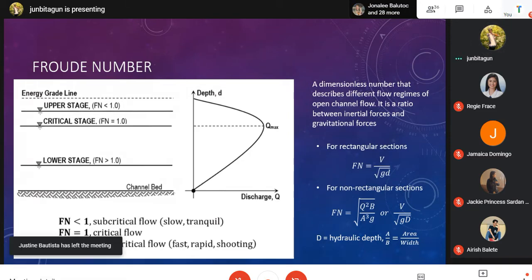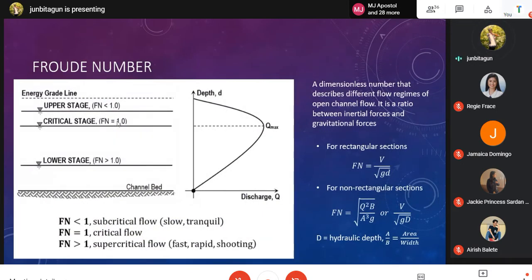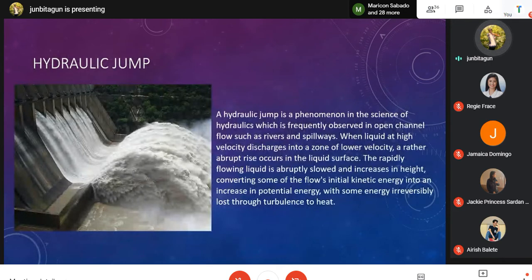So how does a hydraulic jump happen? A hydraulic jump occurs when the Froude number of a flow from the left side meets a bump, a hump, or a certain body of water that has a lower Froude number. No, the higher Froude number meets with a lesser Froude number, and there will be a hydraulic jump. Okay? So what happens is, because of the rapidly flowing fluid, it suddenly slows down.